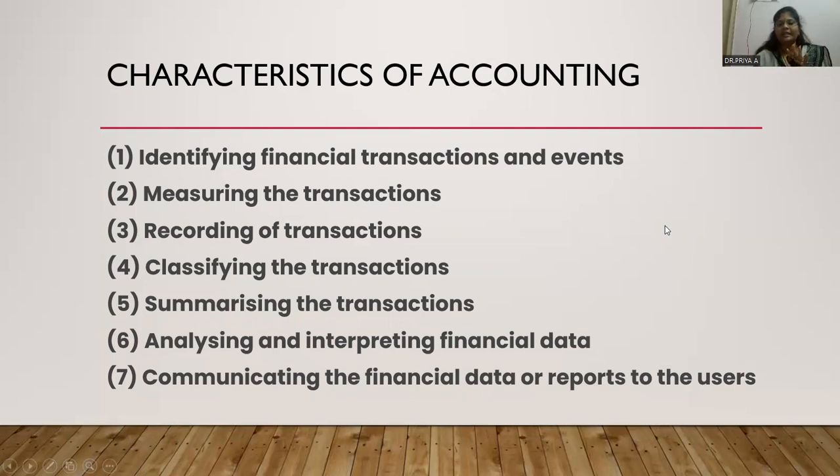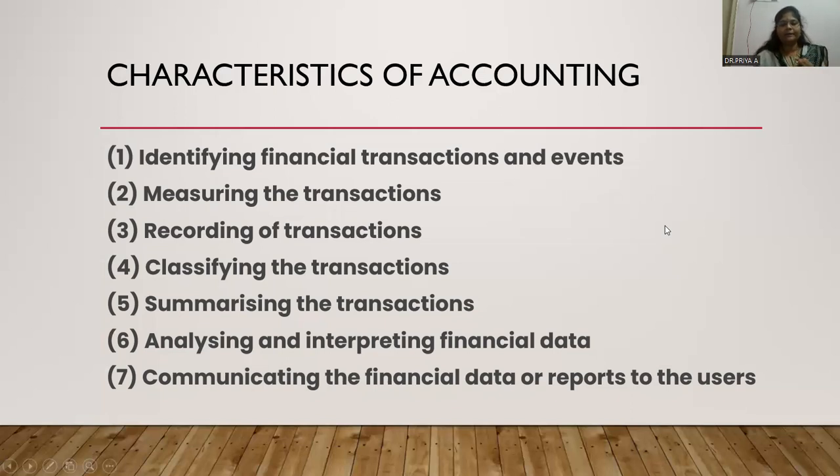Then the fourth one is classifying the transaction. Transactions are recorded in the books of original entry, that is journal or subsidiary books, and are classified and grouped according to the nature of the postings, which are separated in ledger accounts. Then summarizing involves presenting the classified data in the form of statements which are understandable by the users. It includes trial balance, trading account, profit and loss account, and balance sheet.